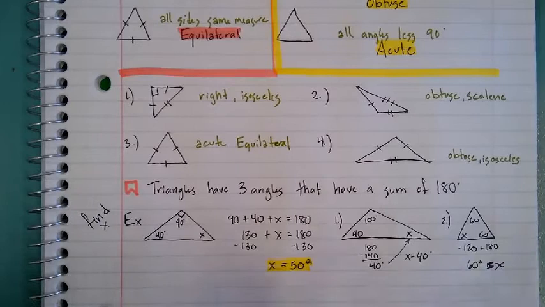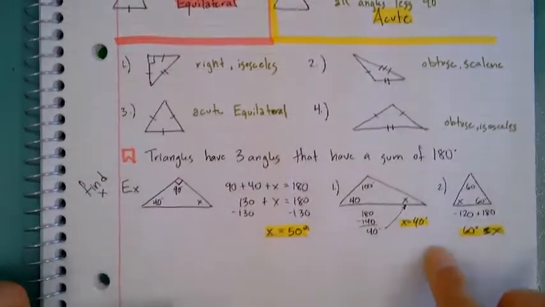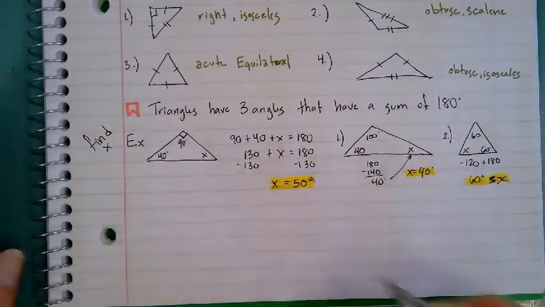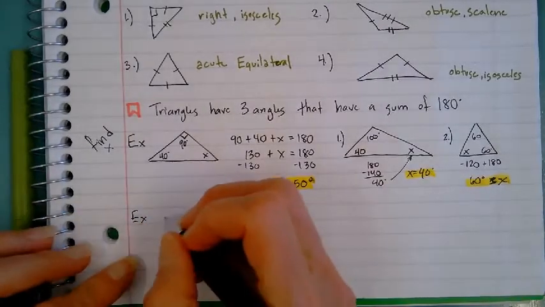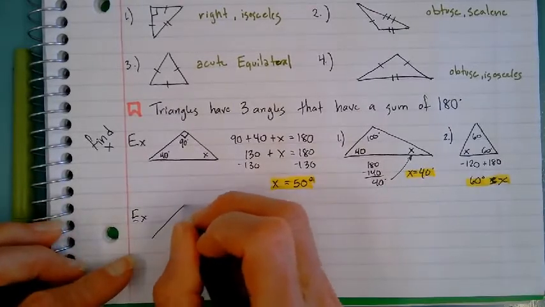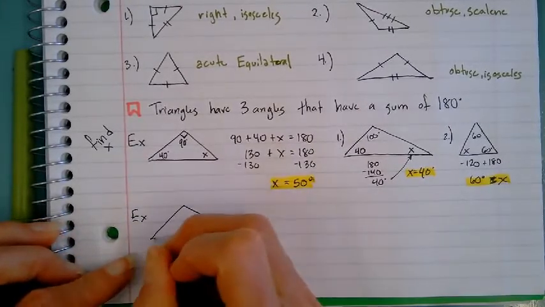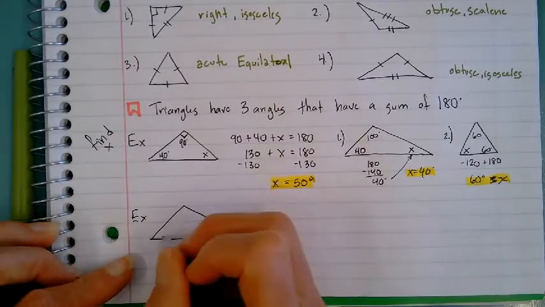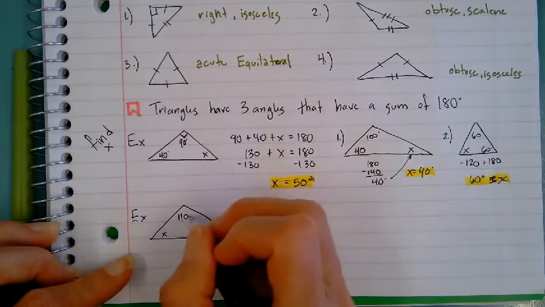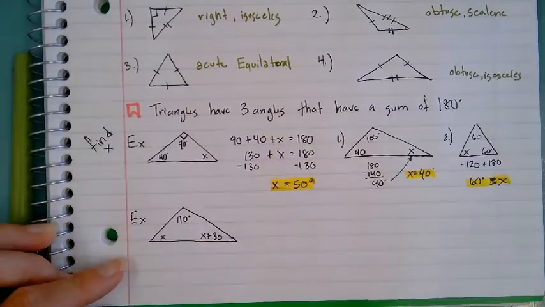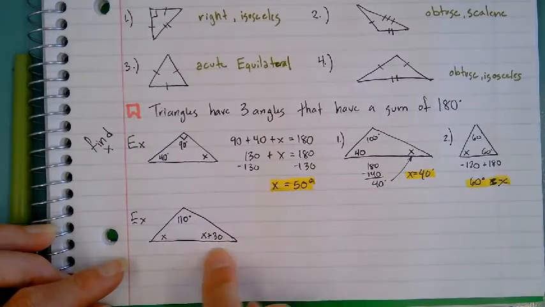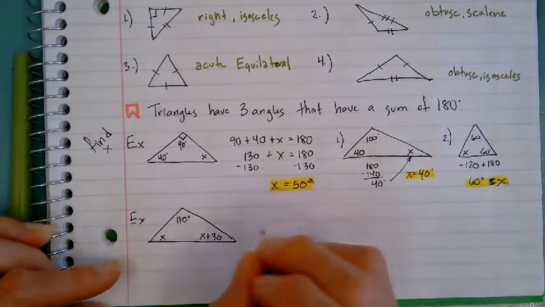All right, and we're going to do one example where we have to do a little bit more than just add them up and subtract from 180. So let's say we have a triangle that looks like this. We have x, we have 110, and we have x plus 30. So we don't have 2 angles fully, we have 2 expressions and an angle, but I know that all of them added together equals 180.